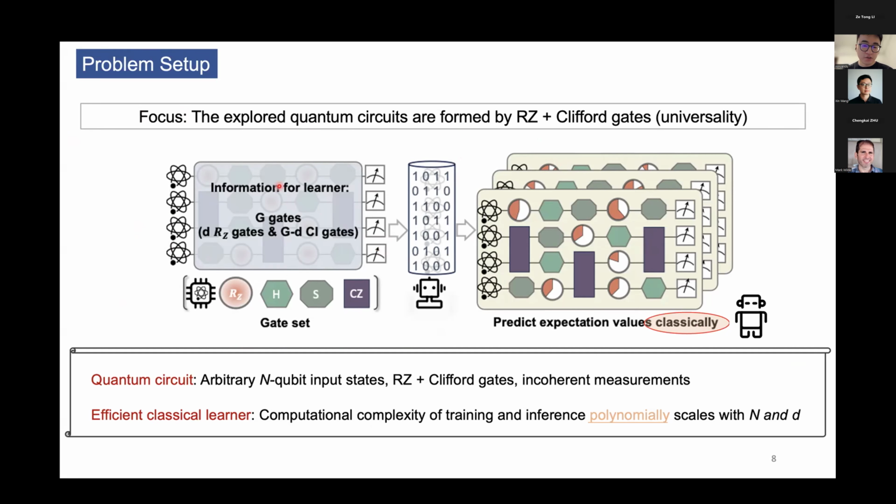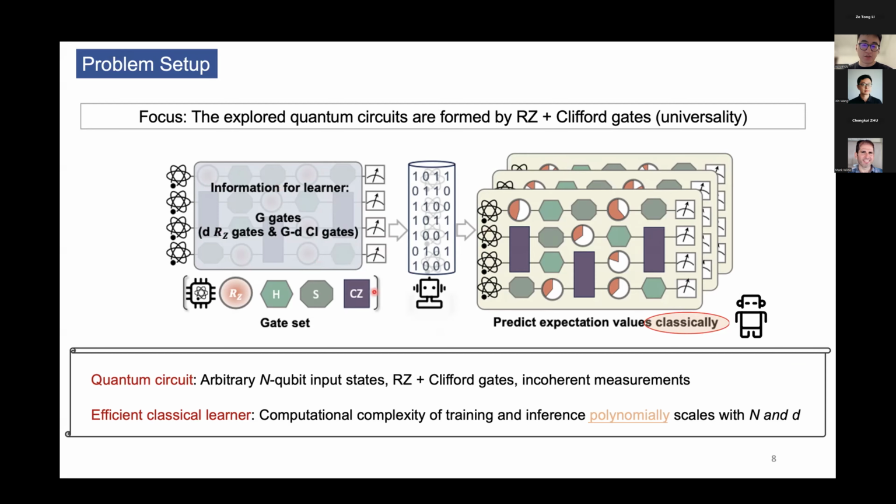The learner only knows that there are D rotational gates and many Clifford gates, and the learner can feed different rotation angles or different classical inputs to the quantum circuits, and then conduct some single-copy and incoherent measurements to collect the corresponding information. So this is a way to interact with the quantum system.